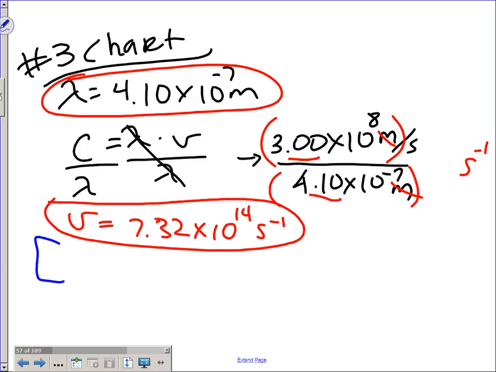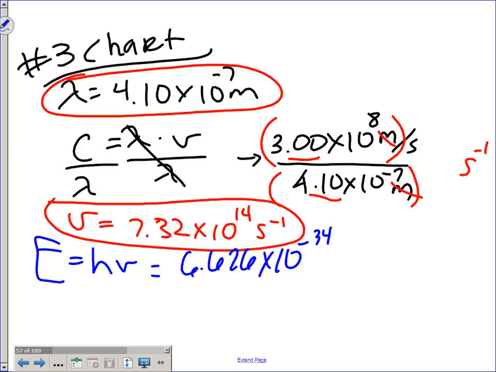What is energy's equation? H times frequency. H times V, right? So energy doesn't have anything to do with wavelength except they are correlated. But what's the H constant? 6.626 times 10 to the negative 34. Once you joules times seconds, right?